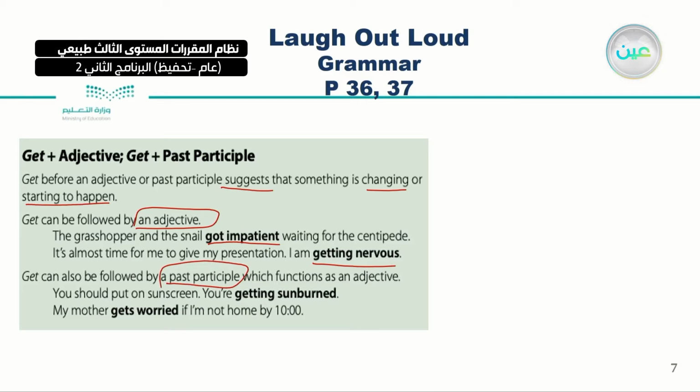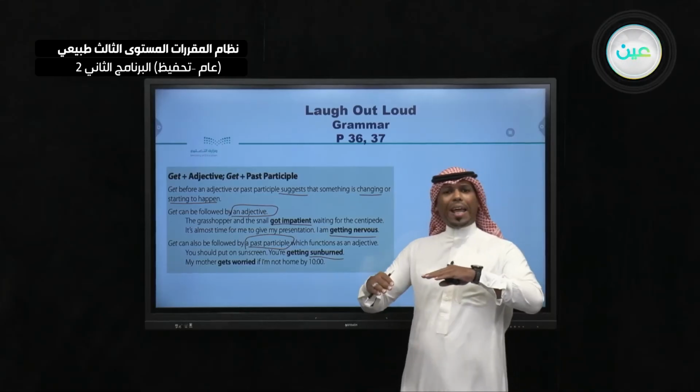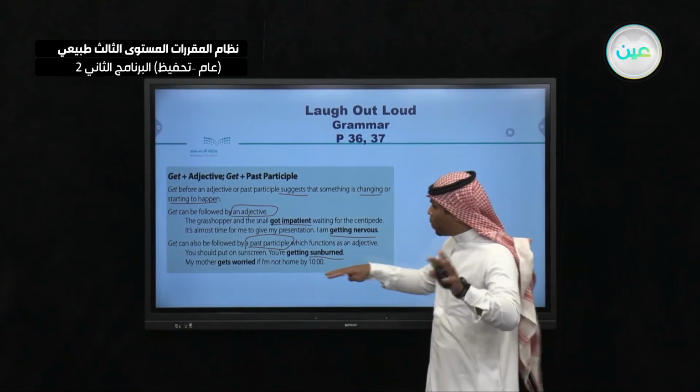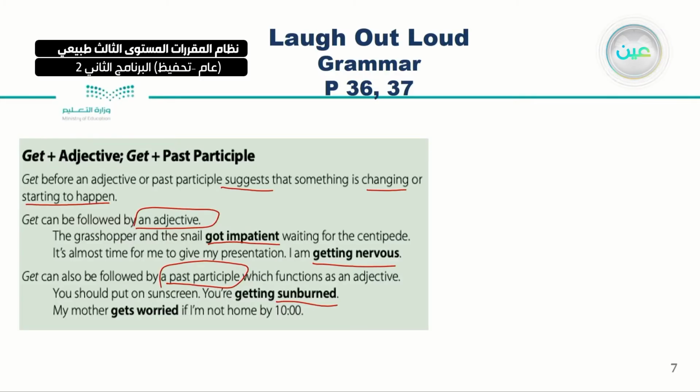Like what? You are getting sunburned. Why? Because he is not wearing or putting on the sunscreen. The sunscreen is like a cream. You put it on the skin to prevent sunburn. My mother gets worried. Why does she get worried? If I am not home by 10 p.m., for example. So here I could use get with adjectives, or even the past participle.